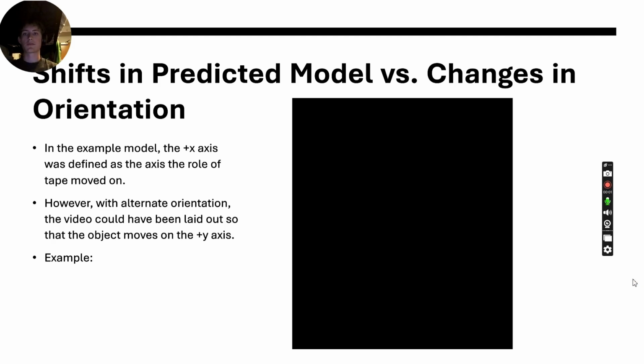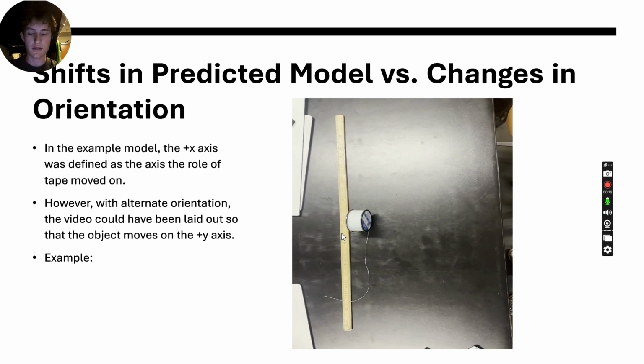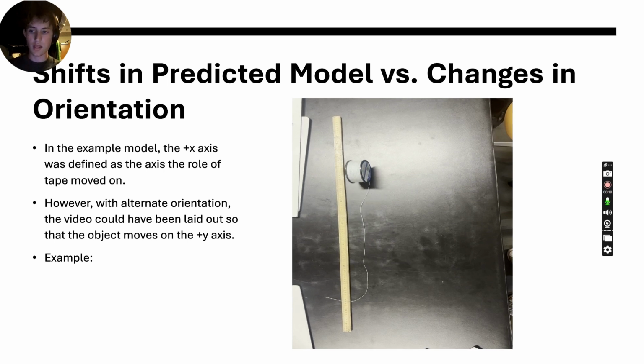The model can also be represented as a shifted model on the y-axis as opposed to the x-axis. Although the x-axis was our choice for the experiment, the y-axis can also be used to represent the orientation of the object. As you can see here, the object moves at the same velocity in the positive y direction, and you'll get the same results.